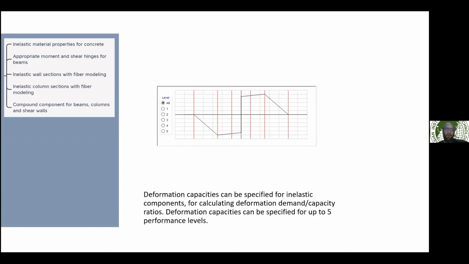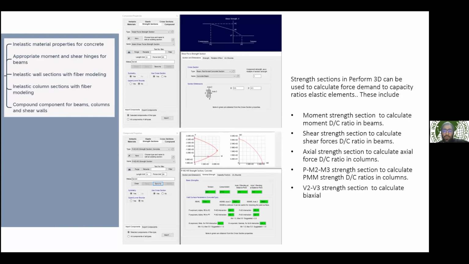Say, for example, if you have a moment hinge, you can give that moment hinge different capacities. You have the option to define up to 5 capacities. Then you can tell the program which capacity to use for which component, and it gives you the decision for that. Another good option available in PERFORM is the concept of strength sections.